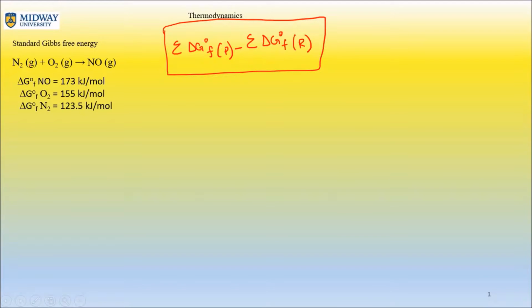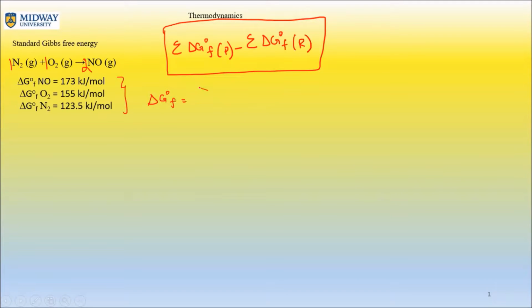We see clearly this needs to be balanced. So this is 2NO. So this is 1 and 1. So that's important that you take care of that. Now you come back and solve for delta G0F, which would be, you do not have to memorize these. These values will be given to you.